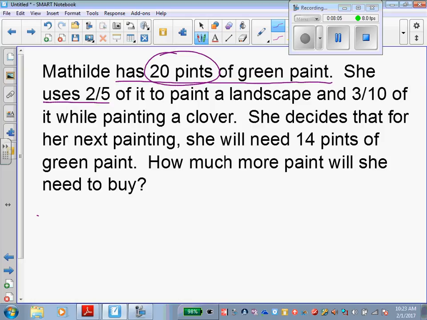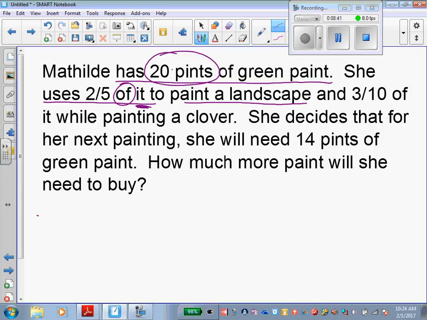Okay, so she uses 2/5 of it. What does the "it" represent? Maitland: The green paint. It represents that 20 pints. So she uses 2/5 of the 20 pints to paint a landscape. And we're just going to pull out this landscape so that we can label it in a minute. All right, what else is important?